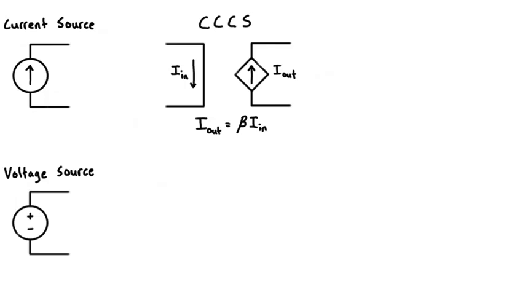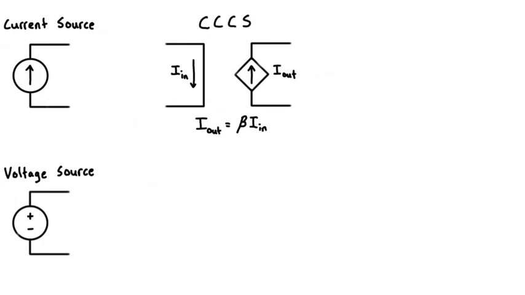And this is actually a unitless value, because if you rearrange, you can see that beta is just equal to current out over current in. So it's amps divided by amps, and this actually has no units. It's just going to be a multiplying factor. Some people will also call it a scaling factor or an amplification factor.